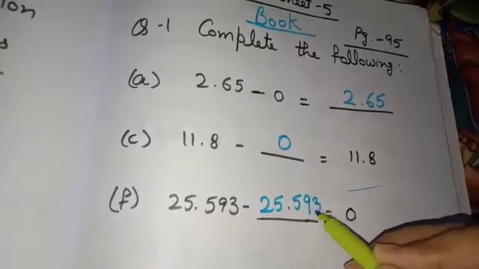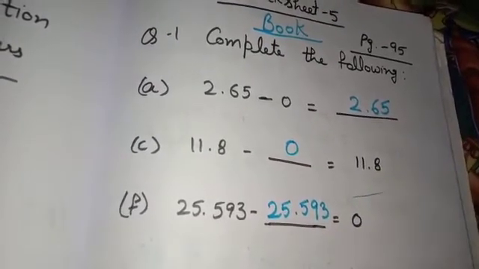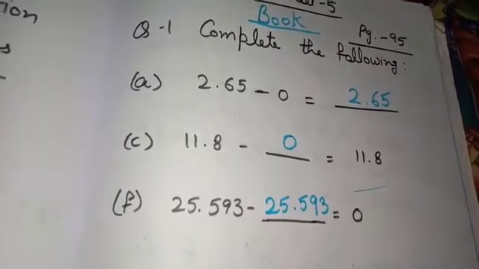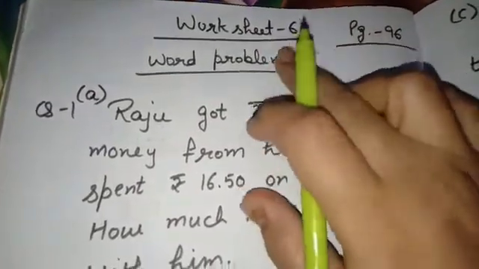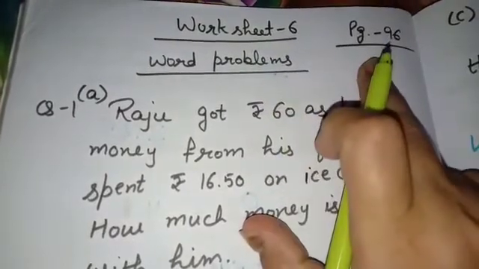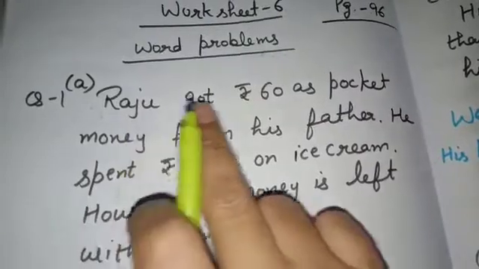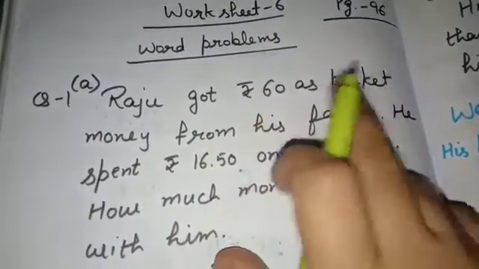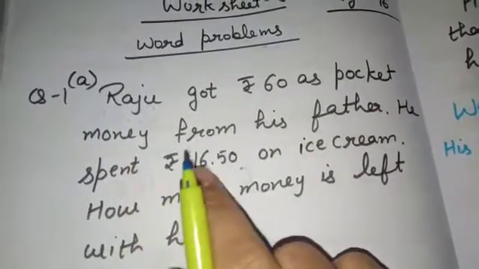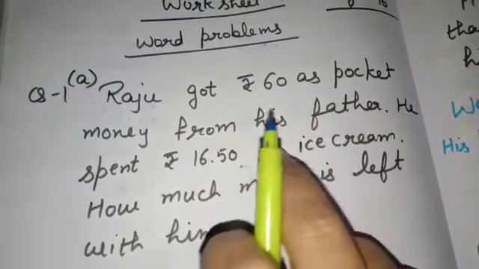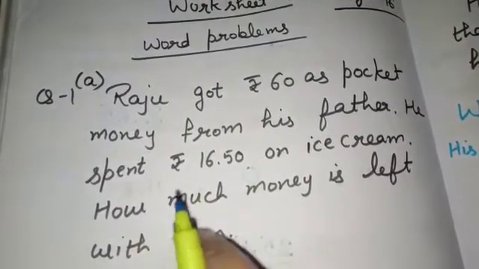The remaining three parts of worksheet 5 you will do on your own. This completes our worksheet 5. After this, let's start worksheet 6, word problems, at page number 96 of our book. First question is, Raju got rupees 60 as pocket money from his father. He spent rupees 16.50 on ice cream. How much money is left with him?